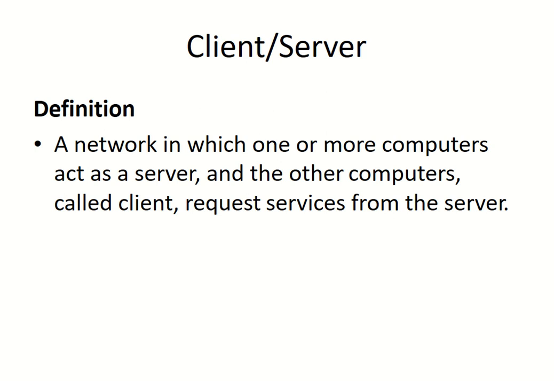Okay, so we have a client, we have a server. It's known as a client-server network architecture. So the definition first. What is a client-server? A network in which one or more computers act as a server, and the other computers, called clients, request services from the server. So there are two roles here: one or more computers act as a server, and the other computers are called clients, which request services from the server.